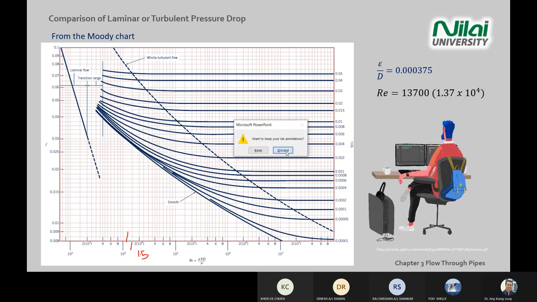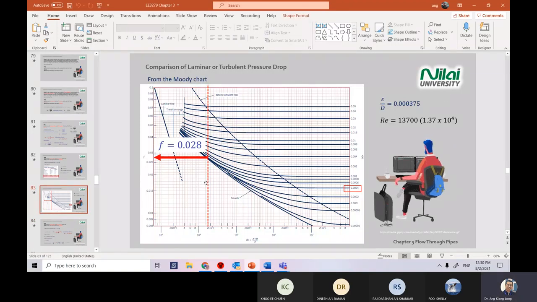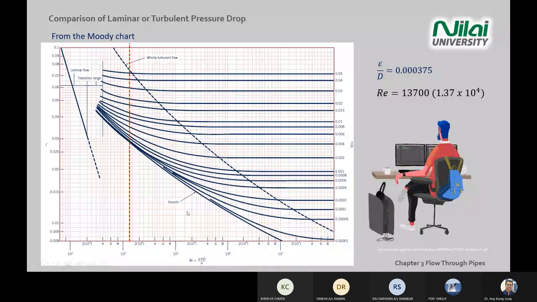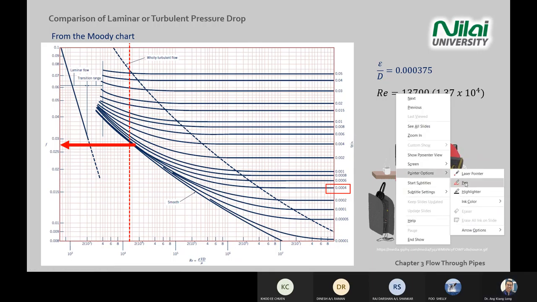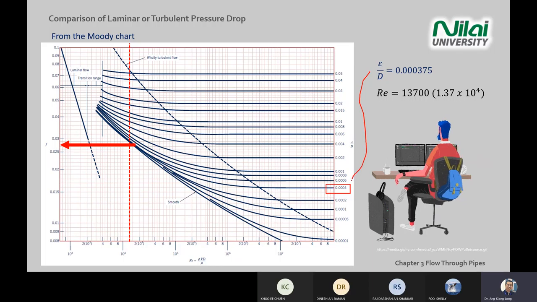So it should be somewhere here. Okay. So 1.4 is about here. Okay, about here. And then you combine the intersection of 0.004. Just now I labeled the wrong one, 0.04. It should be 0.004. It should be this one. Okay, so this one, you get this one.